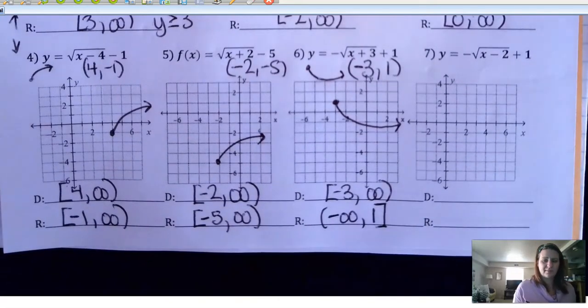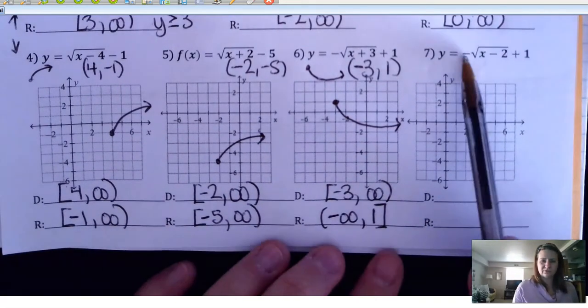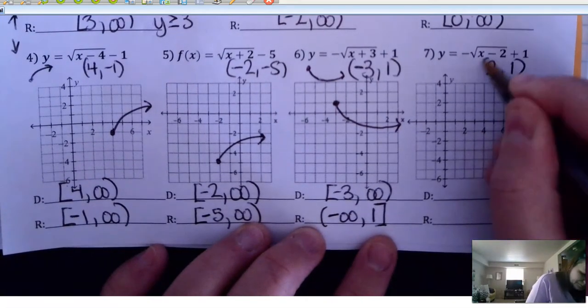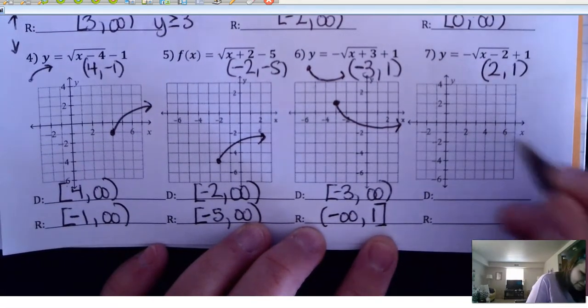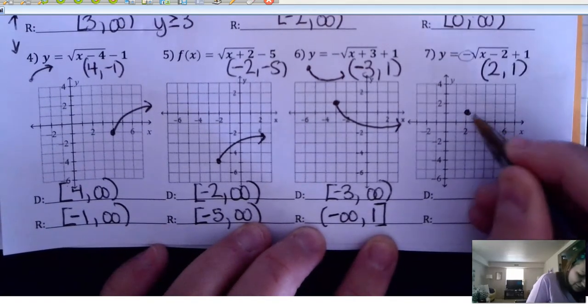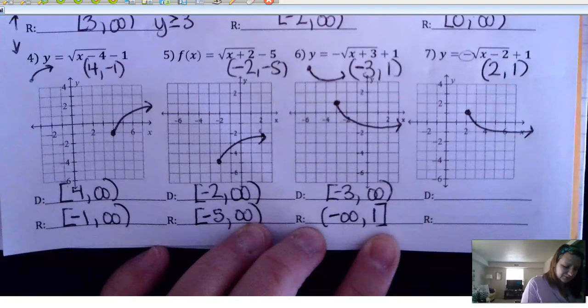The domain should be the same format, but the range is going to be different if you have the negative in front of your square root. Okay, so opposite copy one more time. This is going to start at the point 2, 1. Again, I've got this negative out in front, so it'd be the bottom half of that sideways U shape.